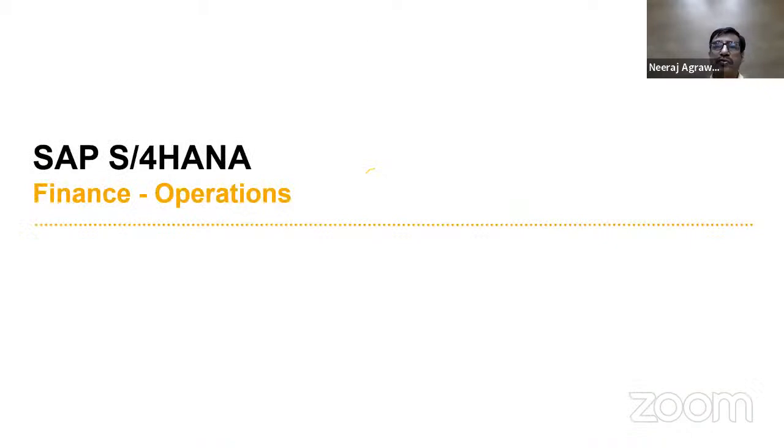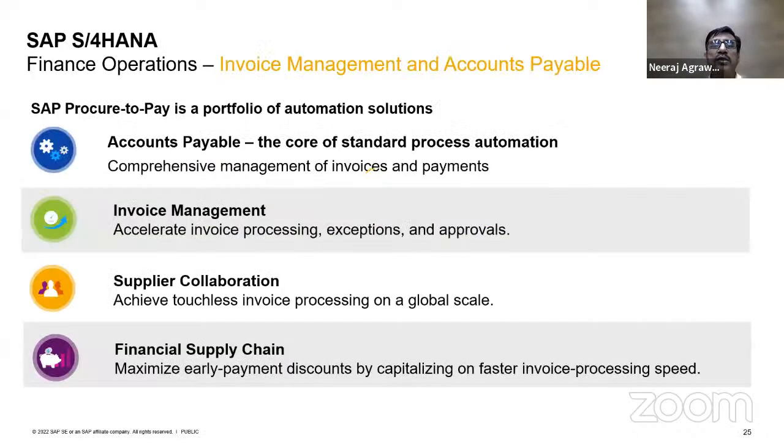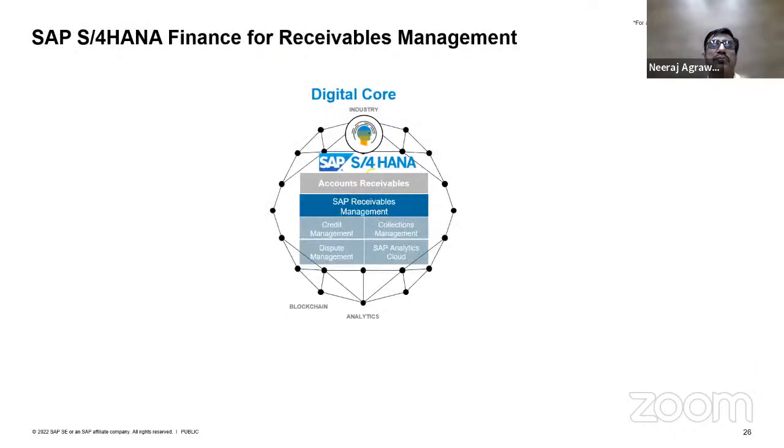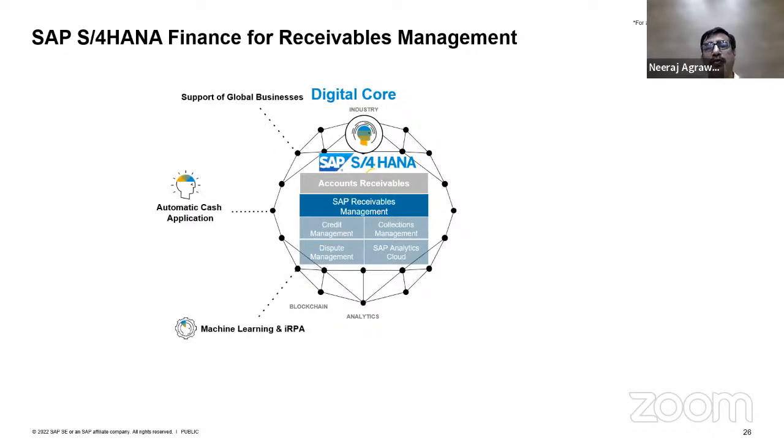So let's move to the next area, which is the finance operations. When we talk of finance operations, we would be talking of our accounts payable, invoice management, supplier collaboration, and financial supply chains. Here, let's take a first look at the overall view of how things work, or maybe let's see it from an architecture perspective.